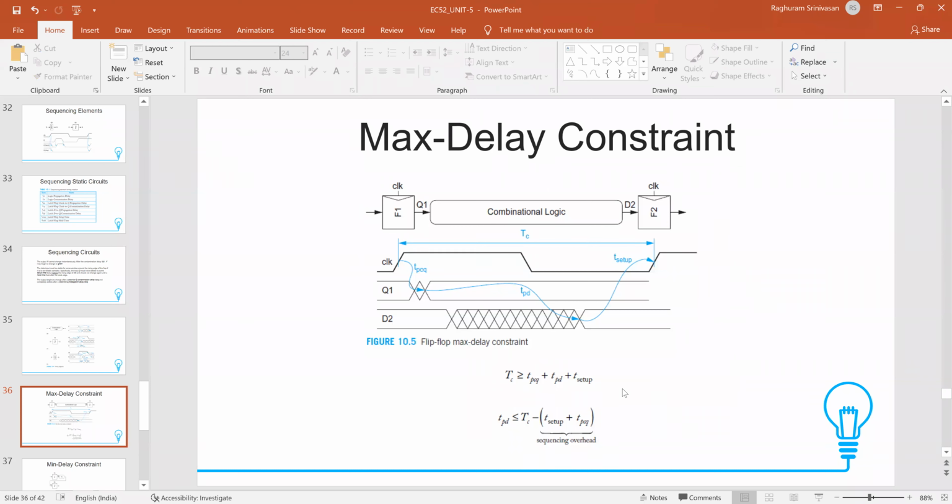If you rearrange this equation, put TPD on one side and take setup and TPCQ to the other side, you get the maximum possible delay for your combinational block. Suppose you are working in some particular design, but already, because this clock signal is a very, very crucial signal, I've already set that, right?